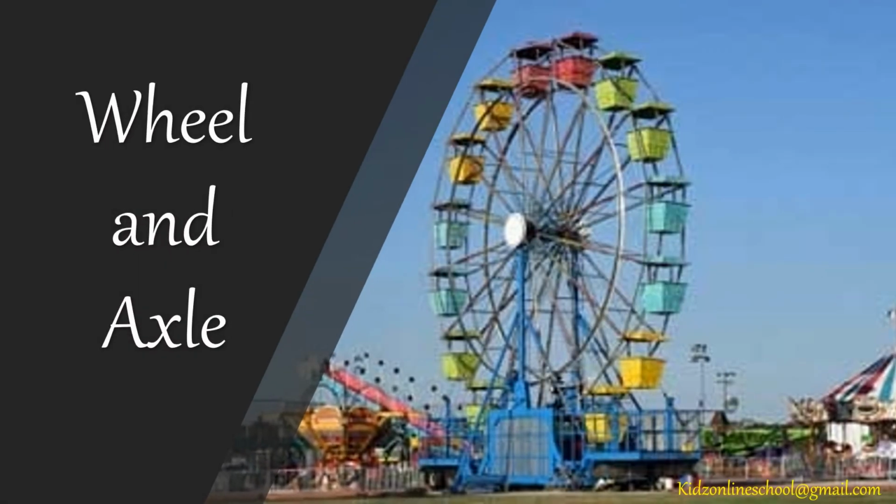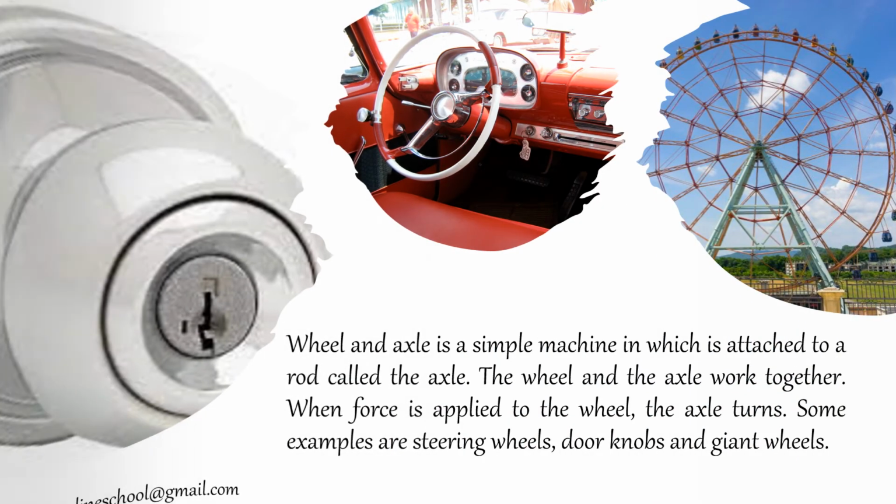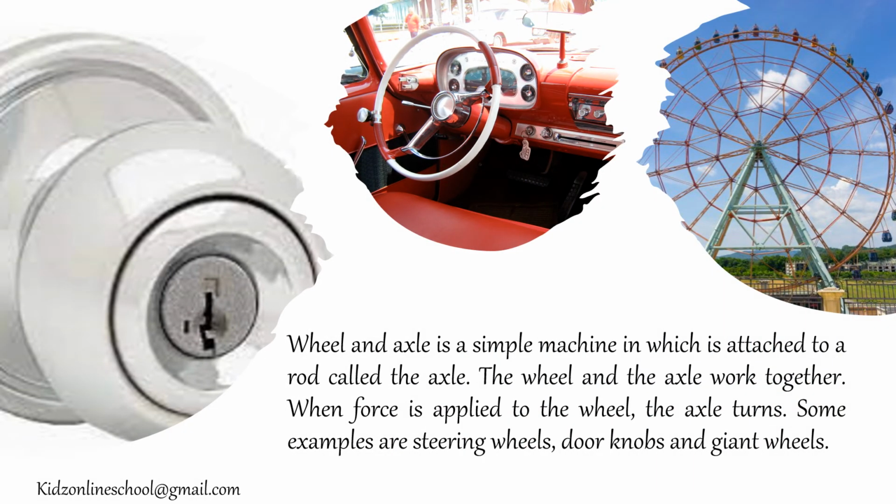About wheel and axle. Wheel and axle is a simple machine in which a wheel is attached to a rod called the axle. The wheel and the axle work together. When force is applied to the wheel, the axle turns. Some examples are steering wheels, door knobs, and giant wheels.